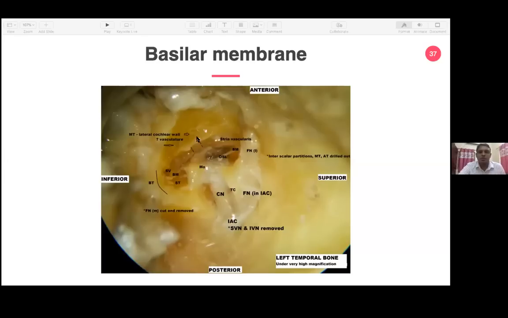So the basilar membrane is very thin and more flexible in the basal turn. As it moves towards the apex, the basilar membrane will be more thick or more stiff. The vibrations will be very, very less. That is the reason why the vibrations in the basal turn are more responsible for higher frequencies, whereas in the apical turn it will be towards the lower frequencies, and the middle turn will be the mid frequencies. The lateral wall of the cochlea has got some vasculature, if you can see here.